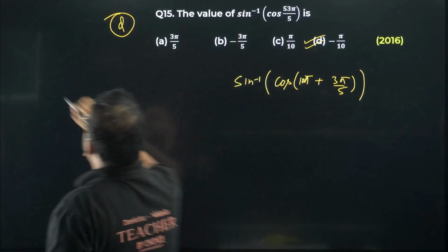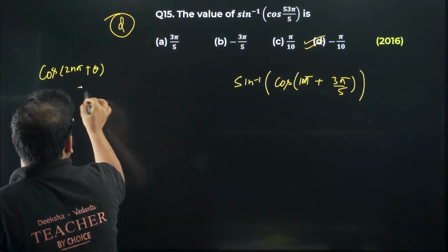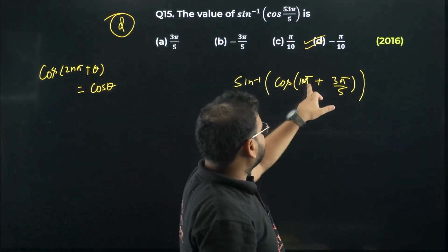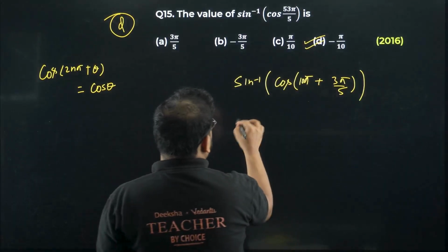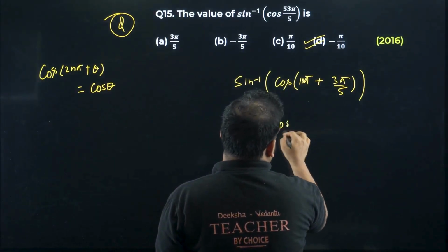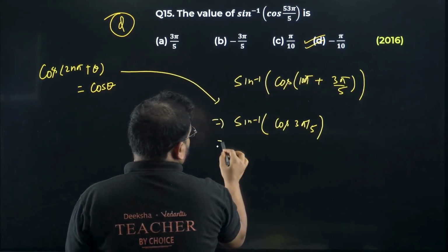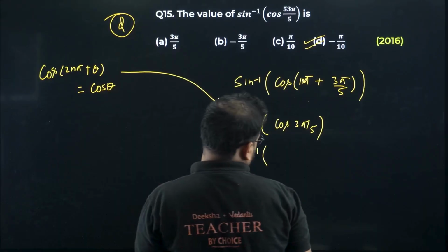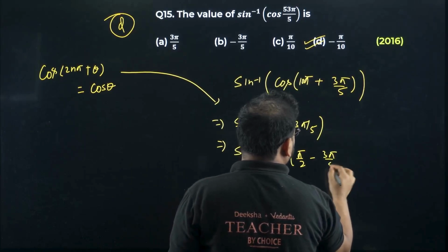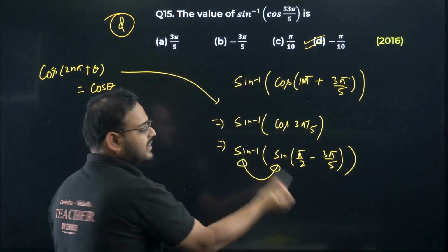There is a formula: cos of 2n pi plus some angle theta becomes simply cos theta. So I've used that. This is 2n pi, where n is 5 here. I can write this as sine inverse of cos 3 pi by 5. Next I write this as sine inverse of sine of pi by 2 minus 3 pi by 5. Why sine? Because the outside operator is sine inverse, so that the effect gets cancelled.